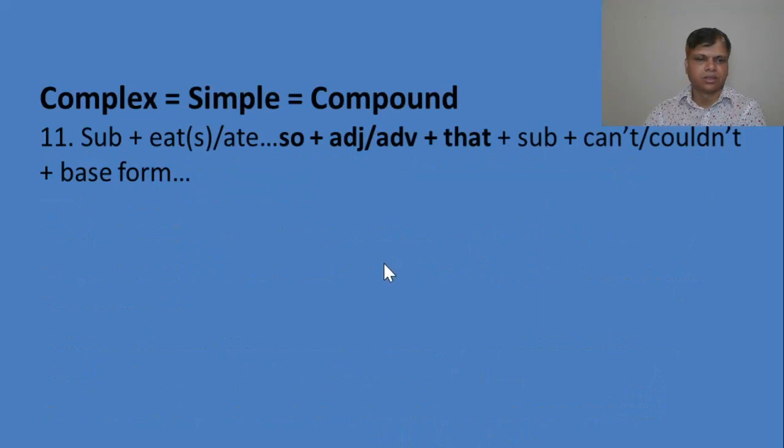Now look at the 11th rule. Subject, base form or S form or past form, rest of the sentence. So adjective or adverb that subject can't base form or couldn't base form, and rest of the sentence. So look at the complex sentence. It is a complex sentence because it contains a subordinating conjunction that.